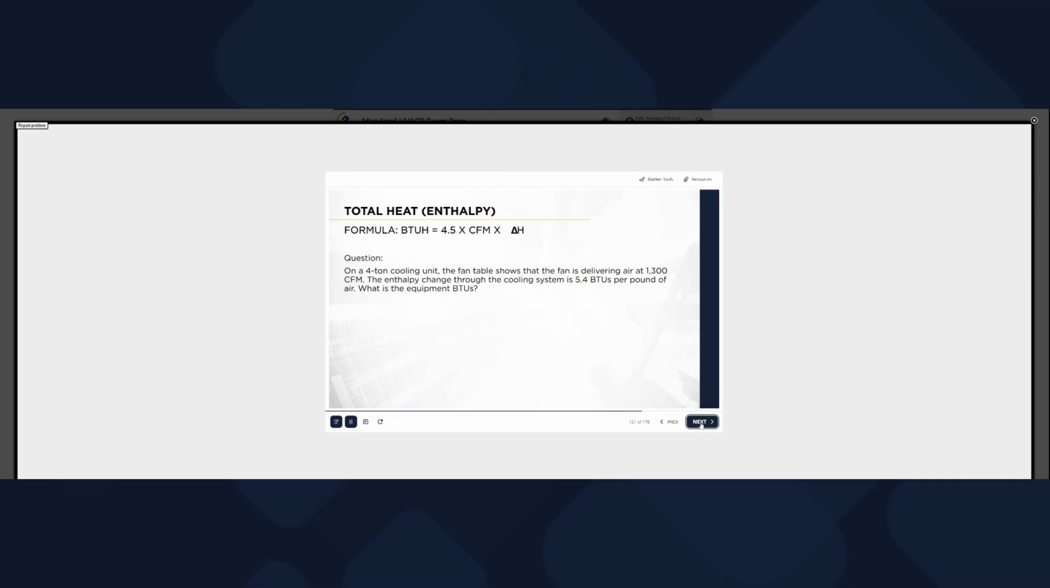Try this example. The answer will be shown next. On a 4-ton cooling unit, the fan table shows that the fan is delivering air at 1,300 cubic feet per minute. The enthalpy change through the cooling system is 5.4 BTUs per pound of air. What is the equipment BTUs? Answer: 31,590 total BTUs.